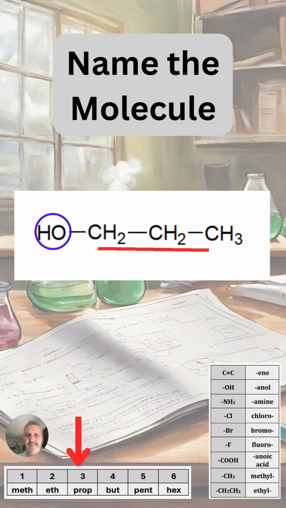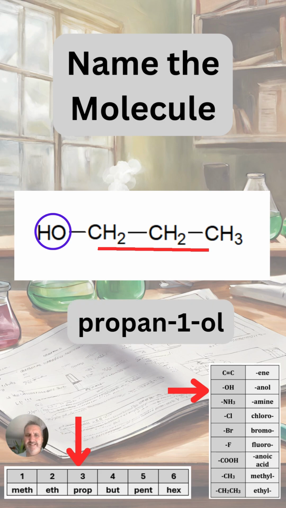But instead of being propane, we replace the ane at the end with an anol, and this becomes propanol. But what we want to do is say where the OH or the HO comes off. So we're going to call this propan-1-ol because it comes off the first carbon.